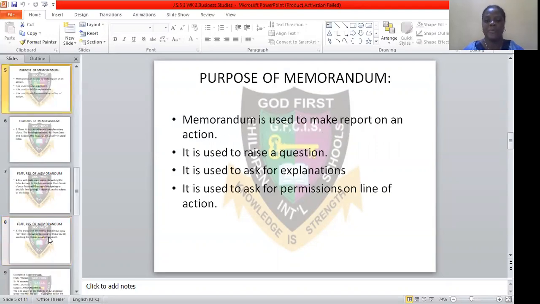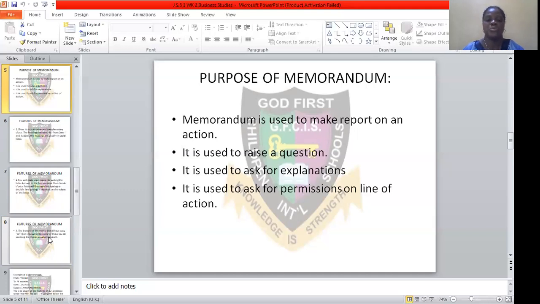Why do we use memorandum? That is the purpose of memorandum. Number one, we use memorandum to make reports on an action. In organizations, there are so many issues that occur, and everything that happens in business settings needs to be reported. You explain everything, how things happened. And memorandum is number one way of getting reports made known to the management.